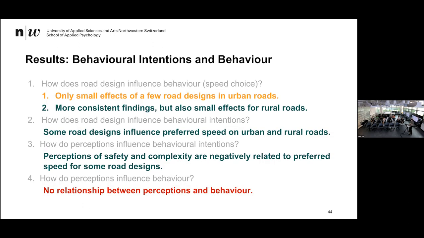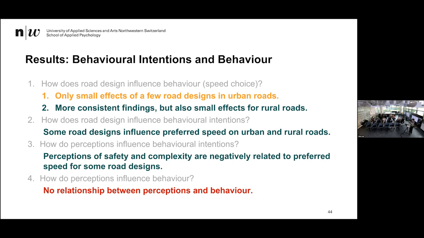Now, to answer the research questions, we have small effects, just a few for one specific road design on speed choice. We have more consistent relationships on the ratings, on actual behavior. We have some indication that the preferred speed is influenced by road design, and we see that road design influences perceptions. However, we do not have any empirical data that would provide proof that there is a relationship between perception and actual behavior.